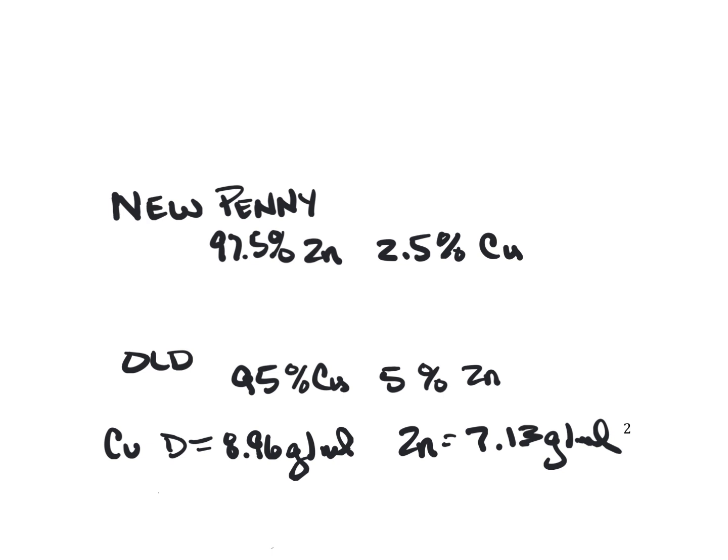All right, so if we want to figure out the accepted value, we're going to take these percentages, 97.5 and 2.5, and use the density of copper and zinc in a weighted average. Do you guys know what a weighted average is? You do it with your grades all the time. Like your grades are 50% tests, right?